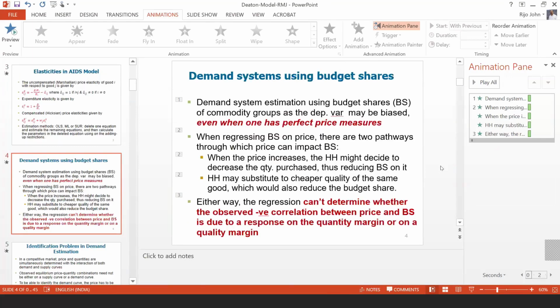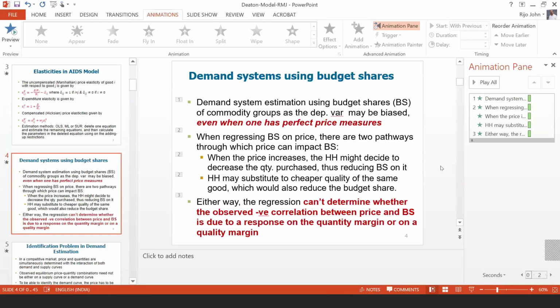The demand systems use budget shares. Just like we already saw, AIDS is a demand system which uses budget share as a dependent variable. So typically, the demand system estimation is using budget shares of commodity groups as a dependent variable. It is said that they may be biased even when one has perfect price measures. This is because when regressing budget shares on price, there are two pathways through which prices can impact budget shares.